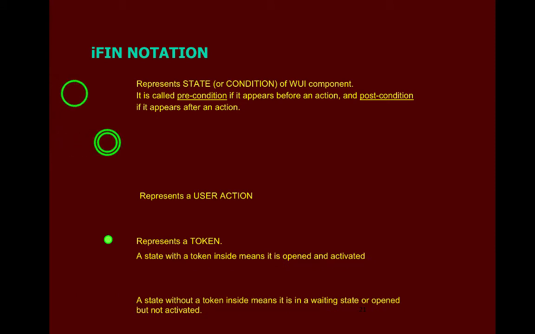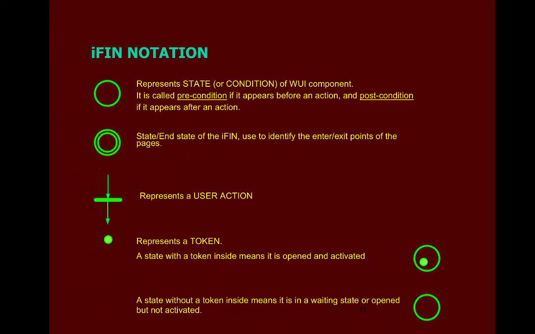Okay, so let's look at an IFIN notation and we'll look at other examples of SNN later on. So IFIN borrows the notation from something called Petri nets, which are very similar to state transition diagrams. So if you're familiar with state transition diagrams or STDs in UML, IFIN is basically very similar to that. So you have circles which represent states, and then start and end states, special states, are represented using double circles, and then you have a user action, which is a horizontal bar, and then the token that represents the progress from one state to another.